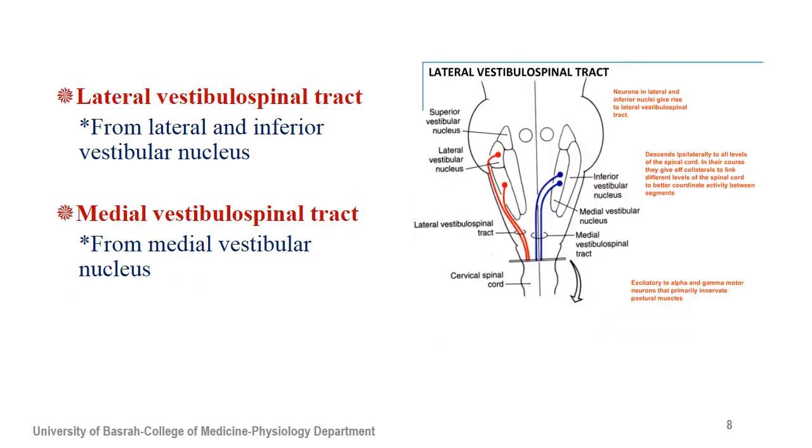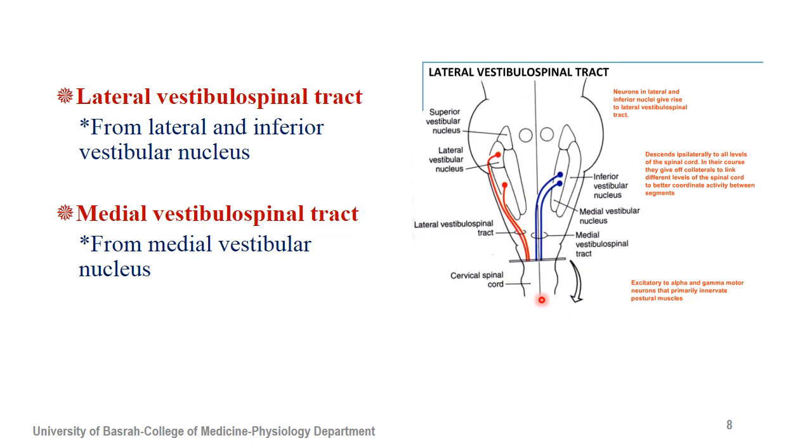We have many nuclei of the vestibular system. We have the superior vestibular nucleus, the inferior vestibular nucleus, and a connection between the nuclei and the spinal cord. They divide these into two parts. We have the lateral vestibular spinal tract, which is from the lateral and inferior nuclei. This is the lateral nucleus, and this is the inferior. المفروض الانفيريور تكون عندنا هنا موجودة على الجهة الثانية. فالlateral and inferior together form the lateral vestibular spinal tract.